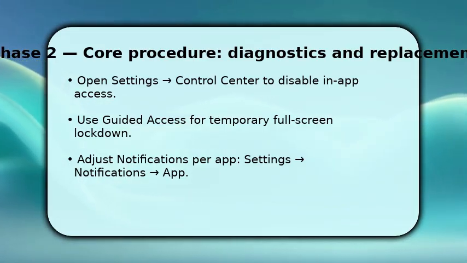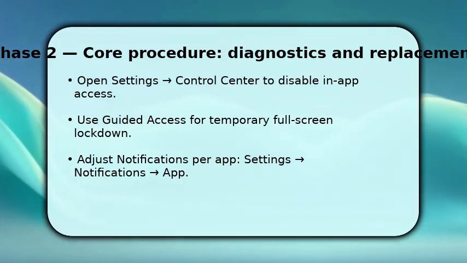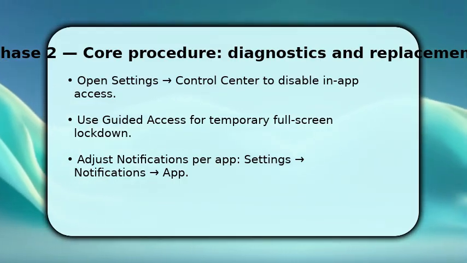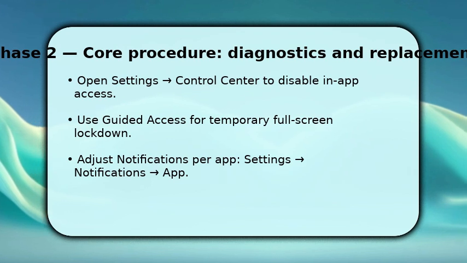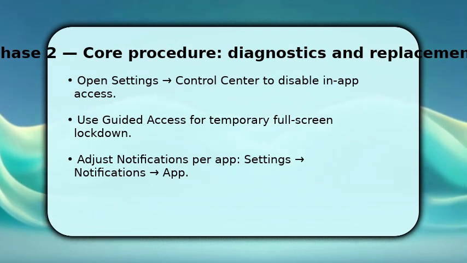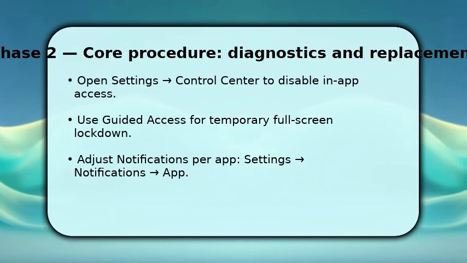For granular control, open Settings, Notifications, pick an app, and limit banners, lock screen display, or previews. These steps reduce exposure to Notification Center and tailor what appears when you must unlock.